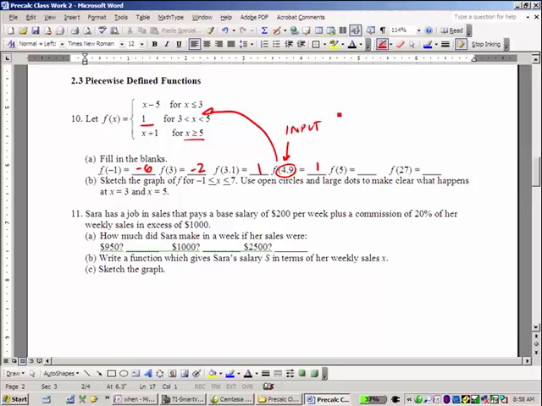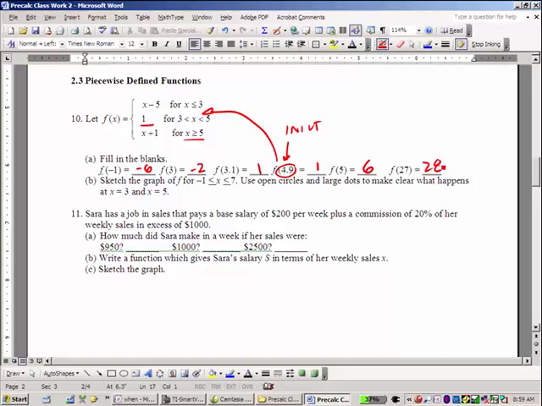Laura, calling someone for f of 5. Which rule are we going to use? We're going to use x plus 1. Okay, so now we use that one because x is greater than or equal to 5, so that's our input. Your output would be 6. Perfect. The rule's x plus 1. Good. Calling someone for the last one? You use x plus 1, so it's 8.